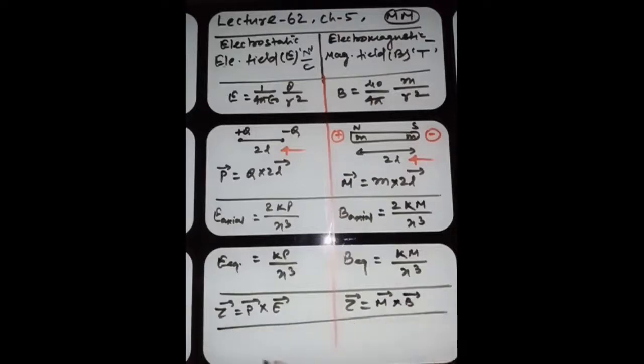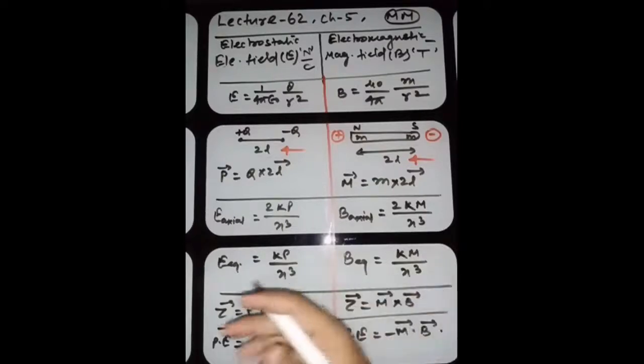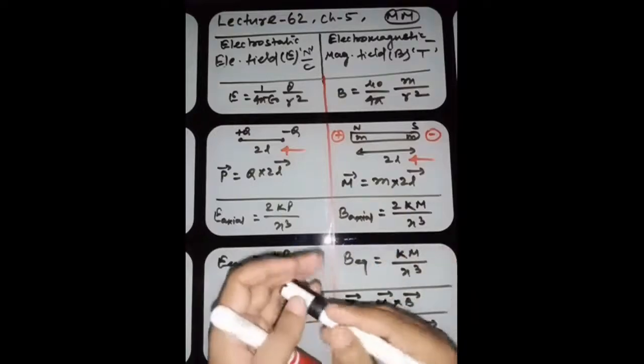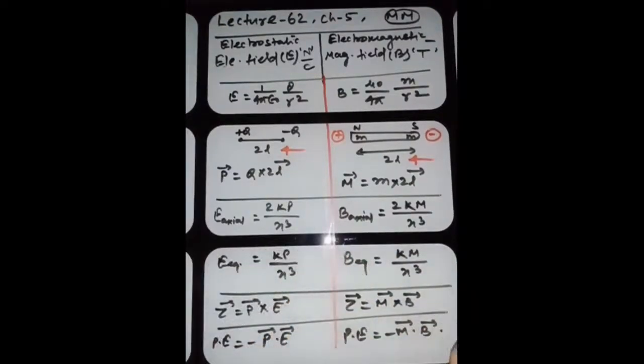Now the potential energy. If we keep an electric dipole or magnetic dipole in a uniform electric or magnetic field, then they store potential energy. The electrostatic potential energy is minus P dot E, and the potential energy of the magnet is minus M dot B, where P is replaced by M. My dear students, in this way you can remember the number of formulas of these two chapters. I hope you understand this electrostatic analog, my dear students.